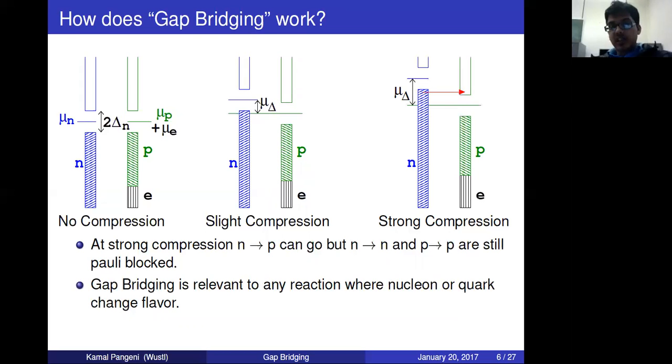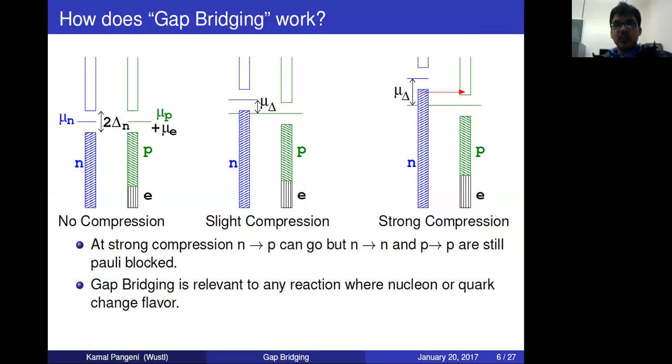But if you have a large enough compression where the neutron Fermi energy is raised, now in this case, the neutron can decay into a proton above the Fermi energy. So you have all these empty states. And now suddenly you open up this phase space that enhances the neutrino emissivity a lot. So this is the basic idea of gap bridging. If you have a high enough compression, you open up this phase space and then the neutrino emissivity is enhanced a lot. And this is relevant whenever you have a reaction that changes flavor, like a neutron going to a proton, or an up quark going to a down quark, and in the process emitting a neutrino.